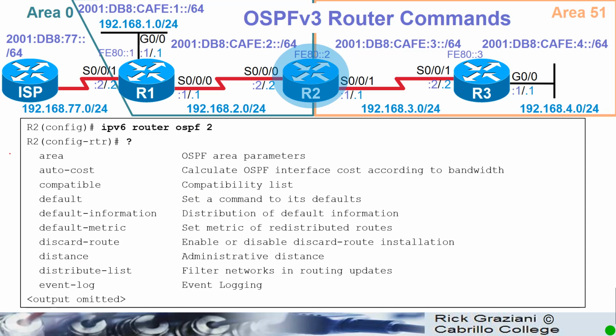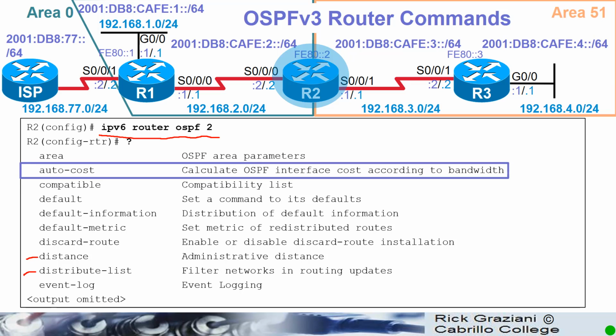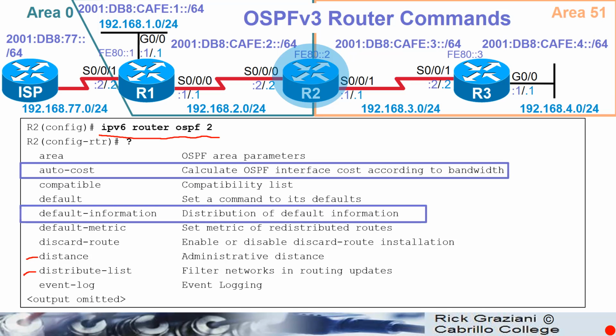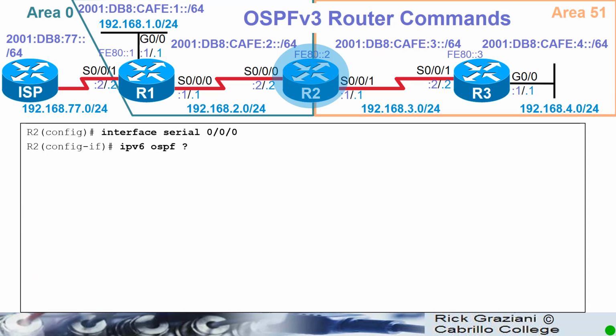we have different areas that we can be doing underneath OSPF. Notice here, IPv6, router OSPF version 2. These are the different areas that we can do. Like we already did the default information. We have distances, distance lists. We have a few other options here. A big thing also is auto cost, and that's going to calculate OSPF interface costs according to the appropriate bandwidth. Default information we've already looked through.